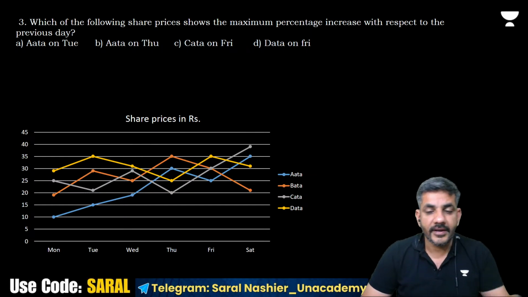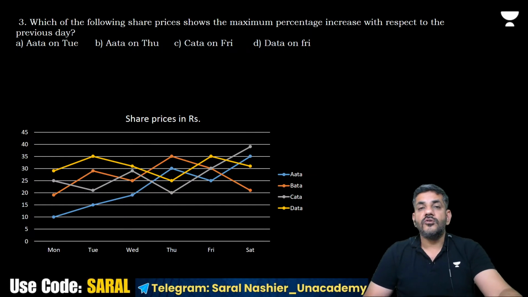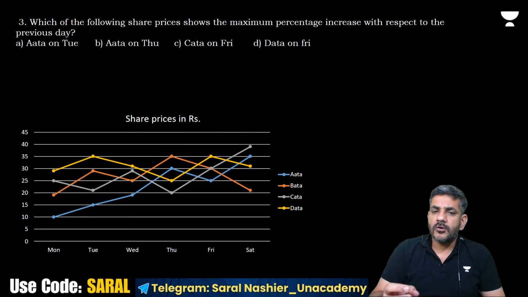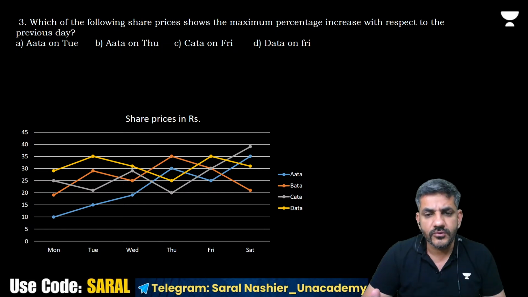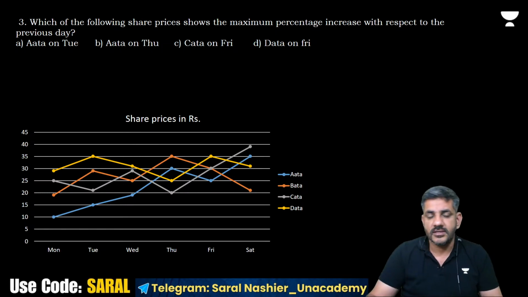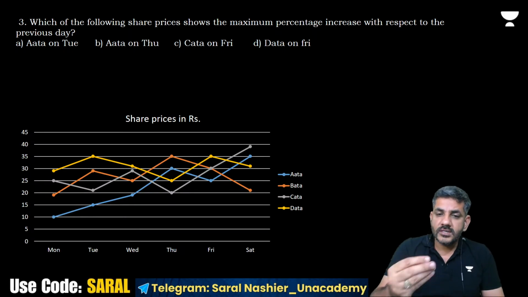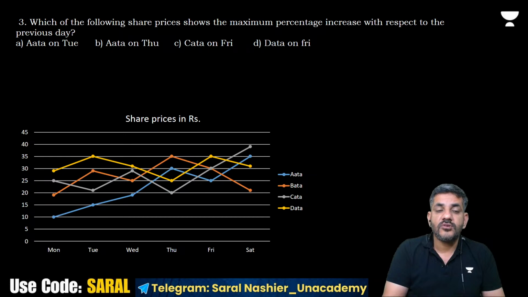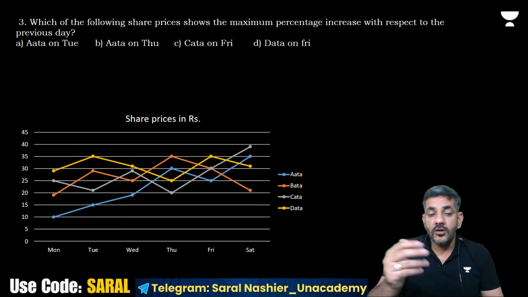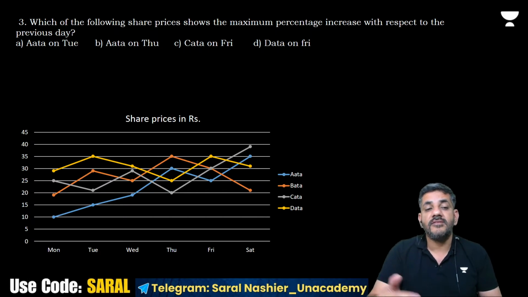Okay, let's start doing it. So now I have to go option by option, because if I talk about values with respect to the previous day, there are so many values that I have to calculate. Okay, Ayush also got the answer as option B. For example, I have to calculate A's percentage increase on Tuesday with respect to Monday, on Wednesday with respect to Tuesday, on Thursday with respect to Wednesday, on Friday with respect to Thursday, and on Saturday with respect to Friday.